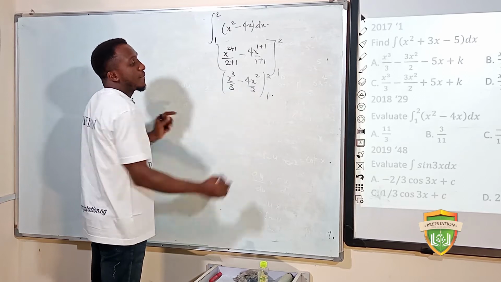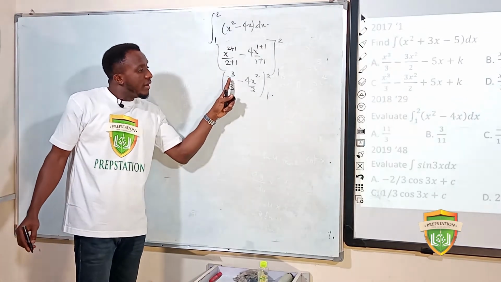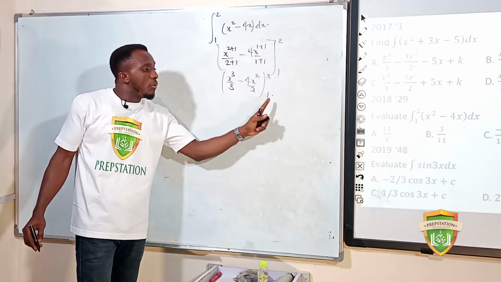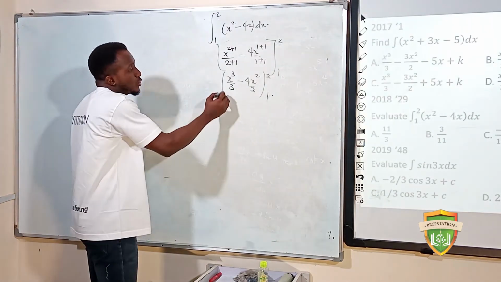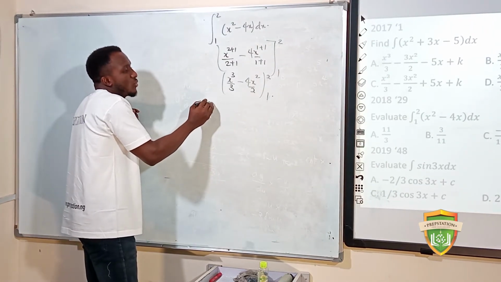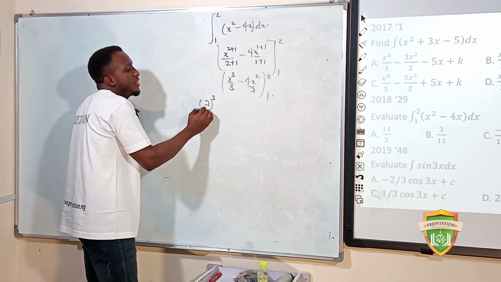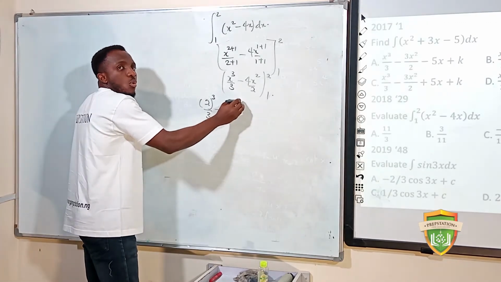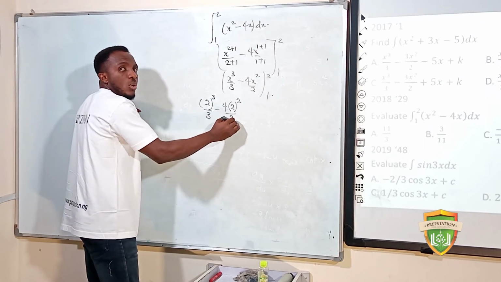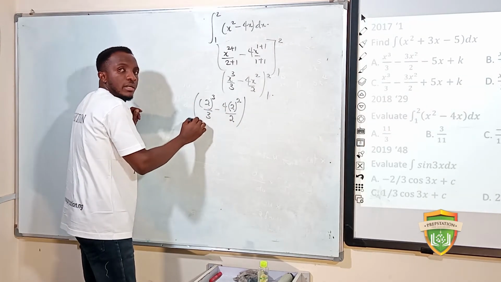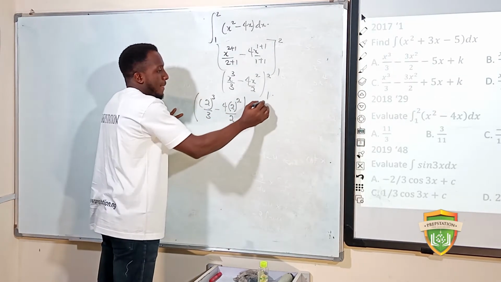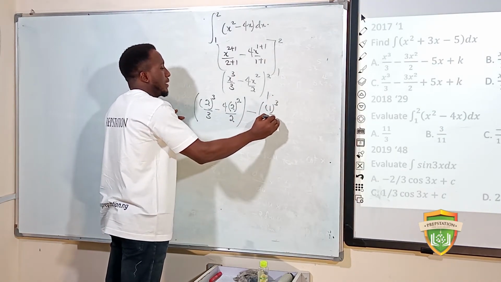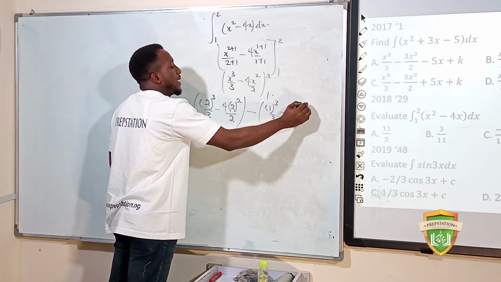Now this is quite easy. We are going to substitute x for 2. We'll put 2 into x and we'll put 1 into x. We'll subtract. So the first one we have is 2 raised to power 3 over 3 minus 4 into 2 raised to power 2 over 2. Can you see this? Then we subtract.